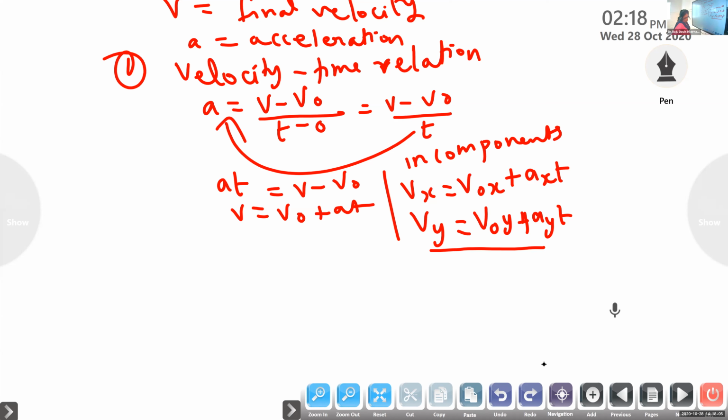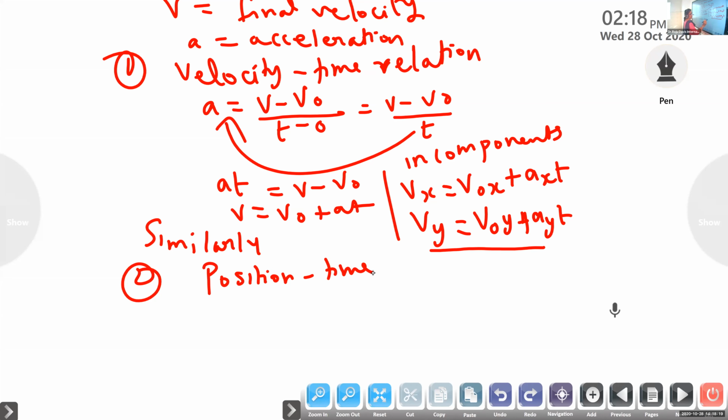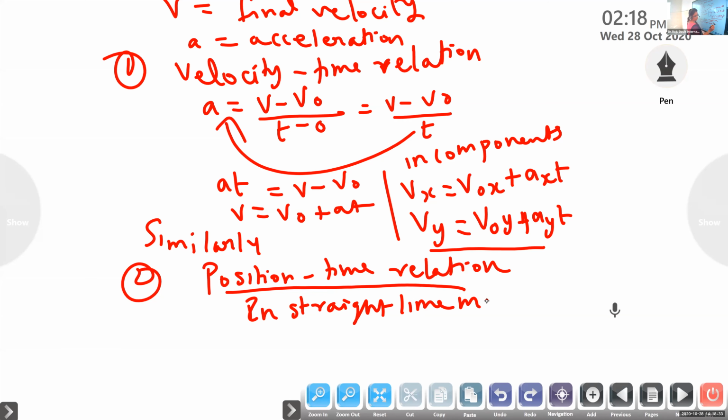Similarly, I am not going for derivation. Second one, position time relation. We are directly just learning that. Position time relation means displacement time relation. Second equation, in straight line motion, that is one-dimensional motion: S is equal to ut plus half at square.